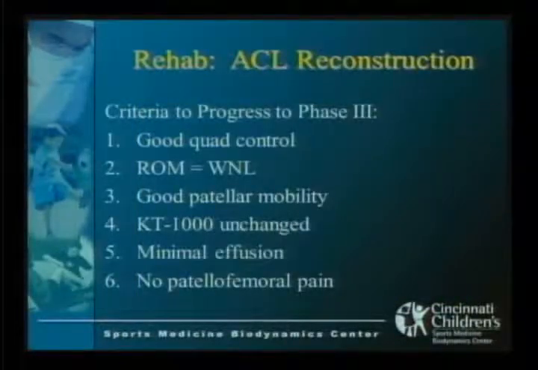From here, we move on to our next phase, which is the 3rd phase. But the criteria needed to meet to progress to this 3rd phase is having good quadricep control, normal range of motion, good patellar mobility, having a stable KT1000, so no changes in graft AP laxity, minimal effusion, and no patellofemoral pain.